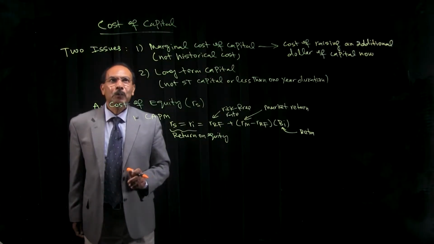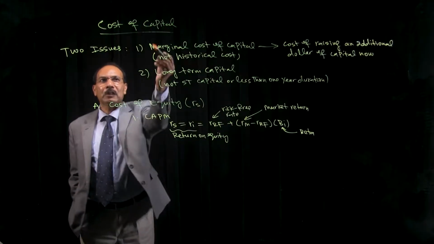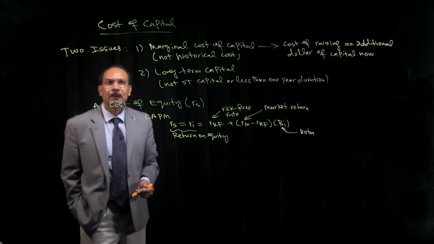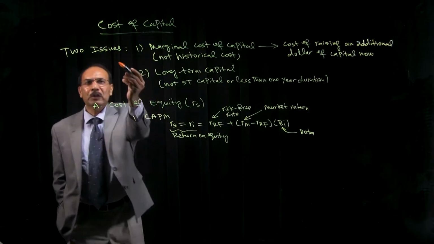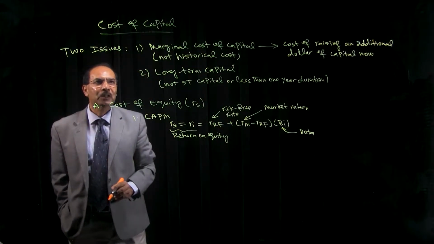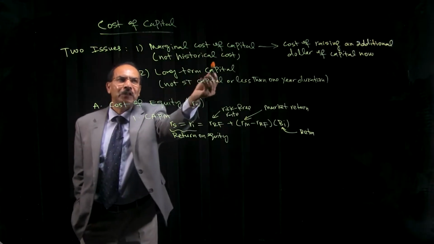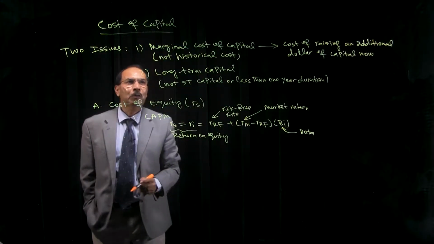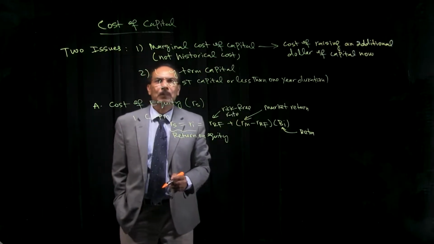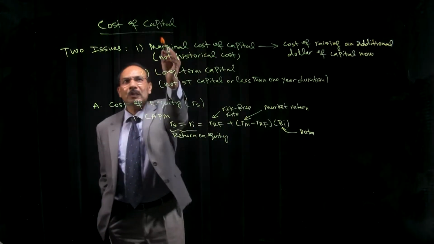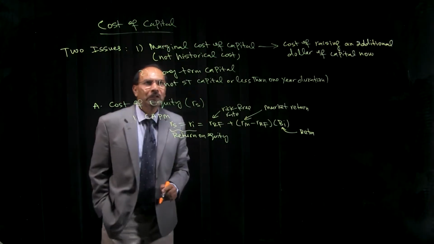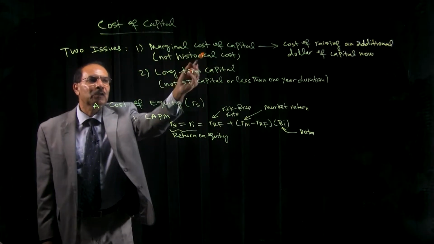Let me explain two important aspects of the calculation of cost of capital. So the first issue we need to be careful about is, are we calculating the historical cost of capital? Are we calculating the marginal cost of capital? In the cost of capital calculation, we are always interested in the marginal cost of capital.